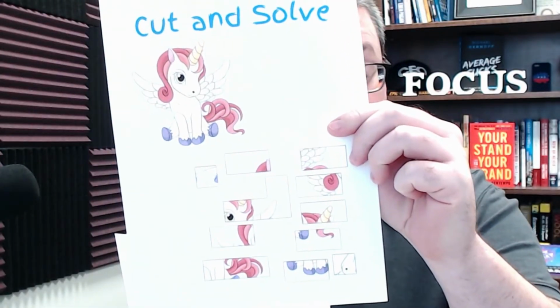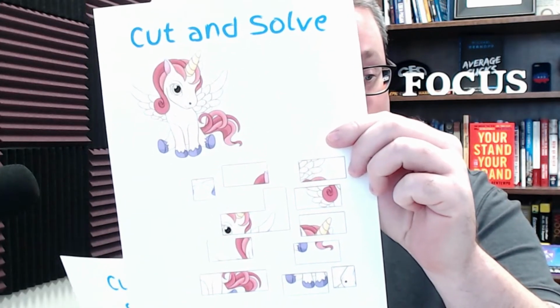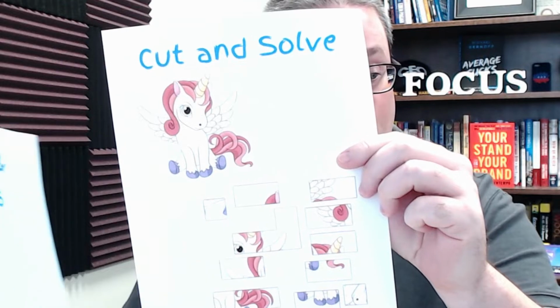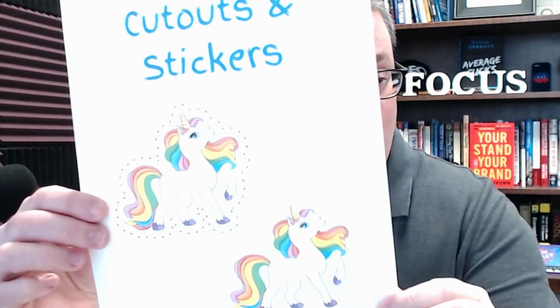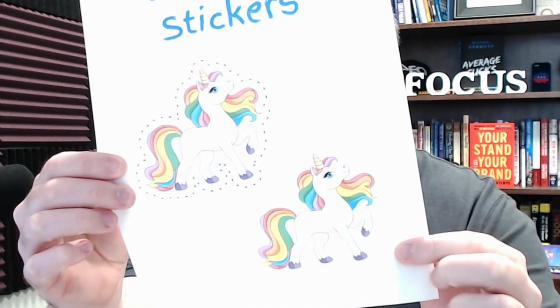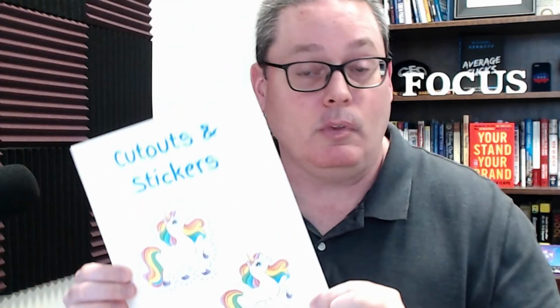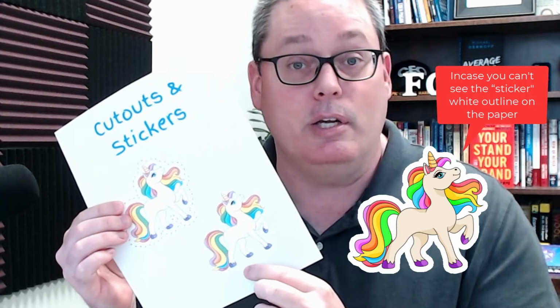This one is going to be unique in that it's actually a cutout. So you would take some scissors and cut this out and then solve the puzzle to create the unicorn. And of course I have this one, which is cutouts and stickers. So you can see the top one here, which is a cutout, and then this one as well with that white background. So then people could print that out on sticker paper and then they could have their own stickers.